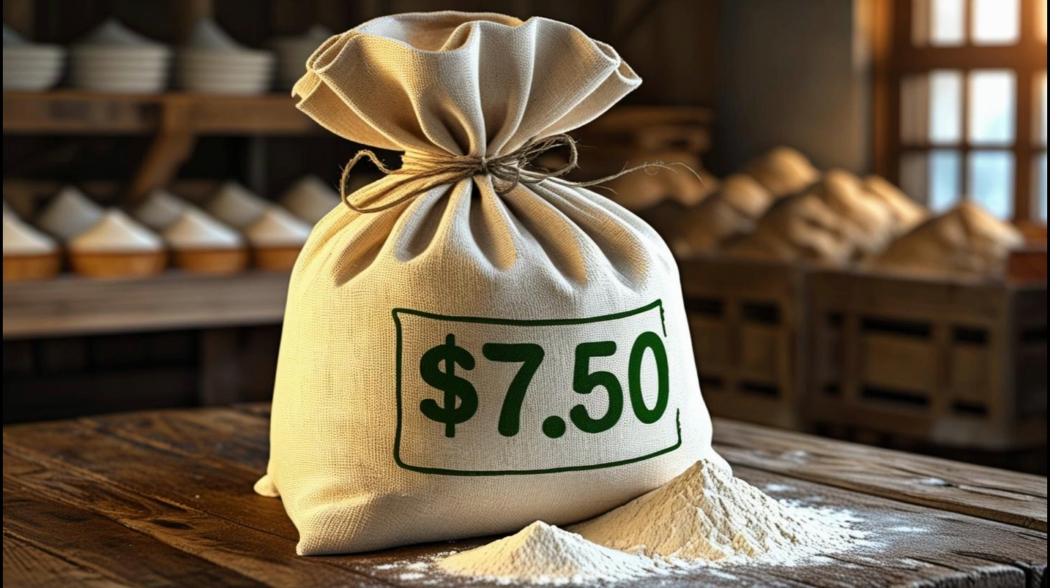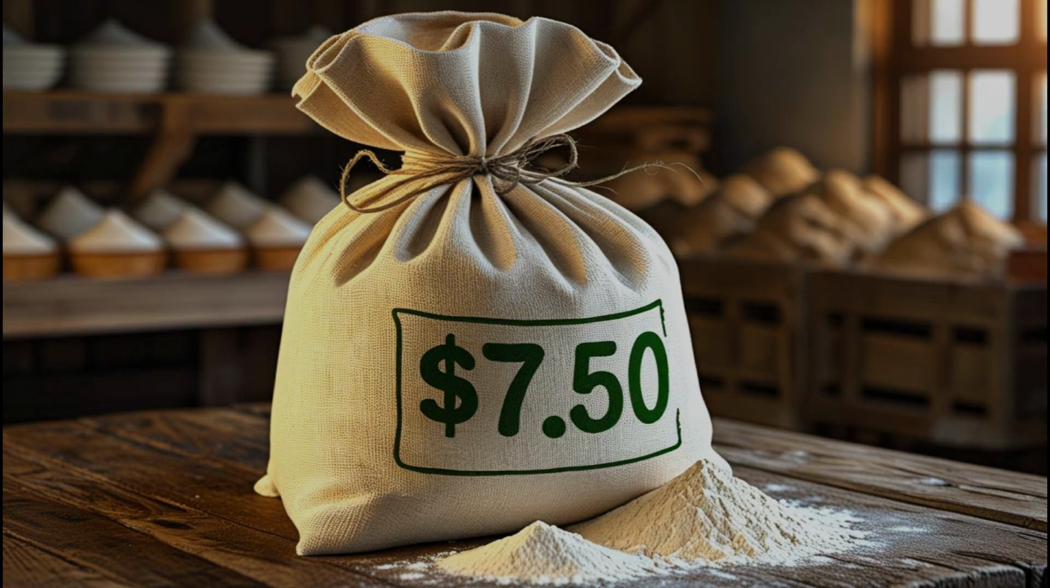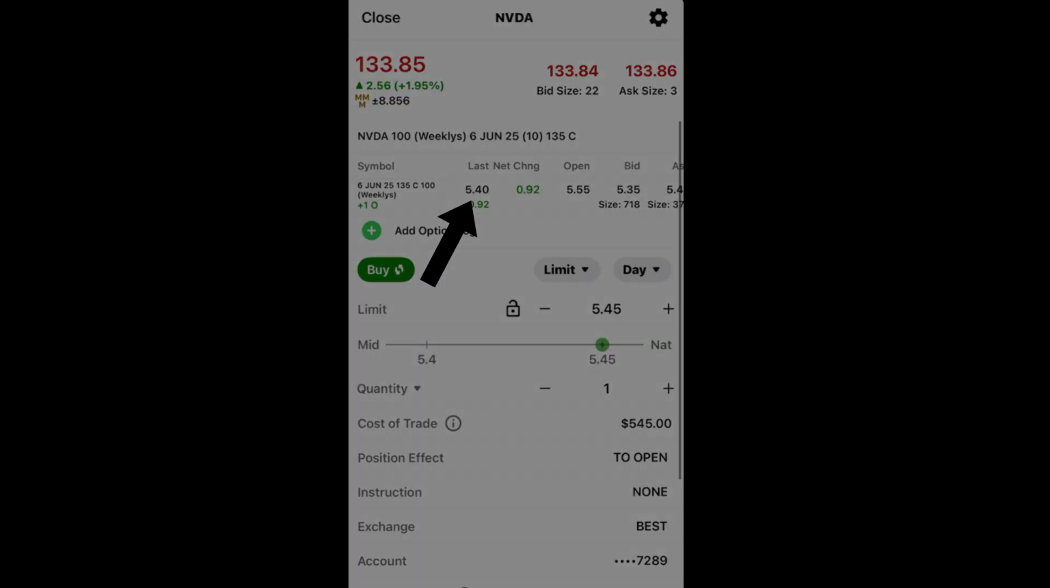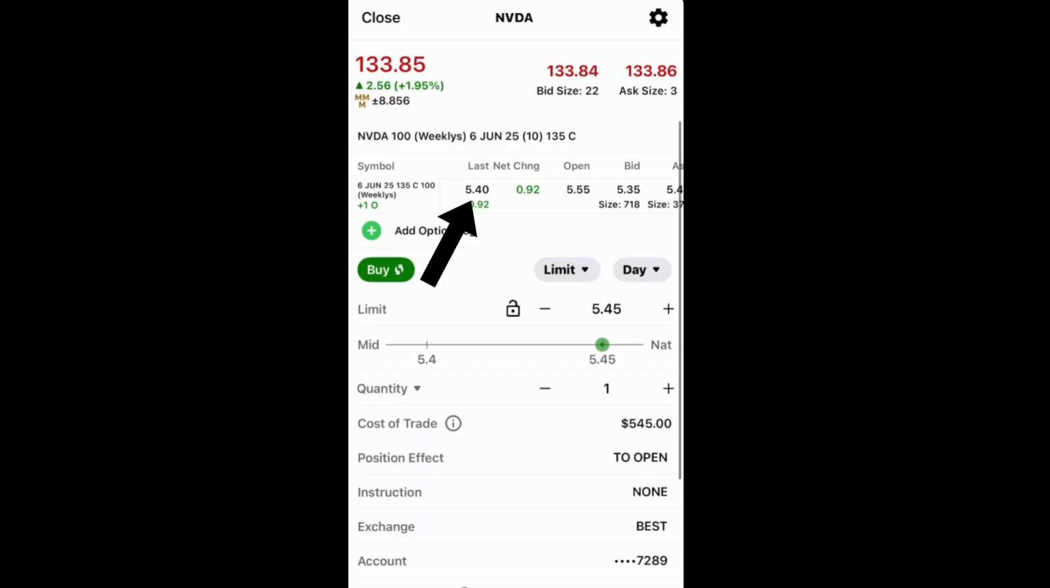When we dollar cost average into our options, we're not just reacting emotionally to a dip. We're making a strategic decision to lower our break-even point and give ourselves a greater chance of ending the trade in profit. Now let's apply that concept to our current position. The call we initially purchased was priced at $5.70 or $570. However, the current market price of the same option has dropped to $5.32 or $532. That's a $38 discount from our original purchase price.